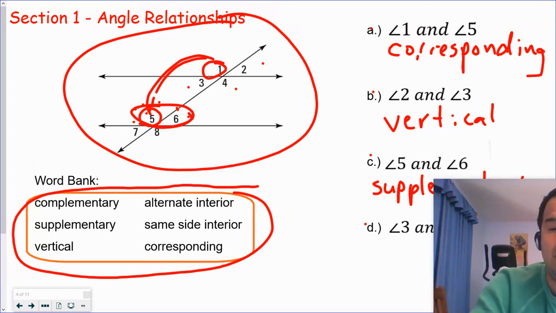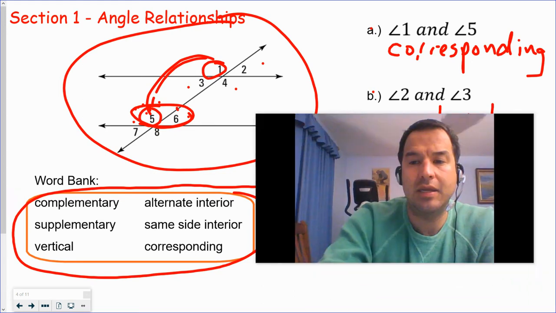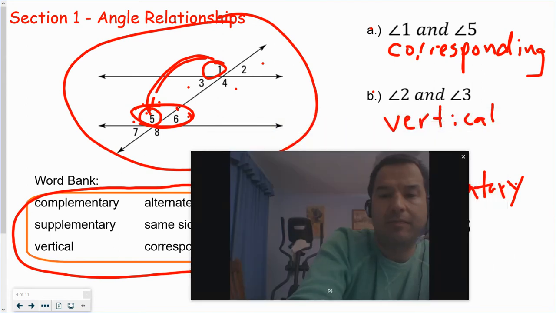And last but not least, how about angle 3 and, I don't want a big screen of me. I don't need to see myself all big. Let me see if I can minimize it. My bad. Okay.